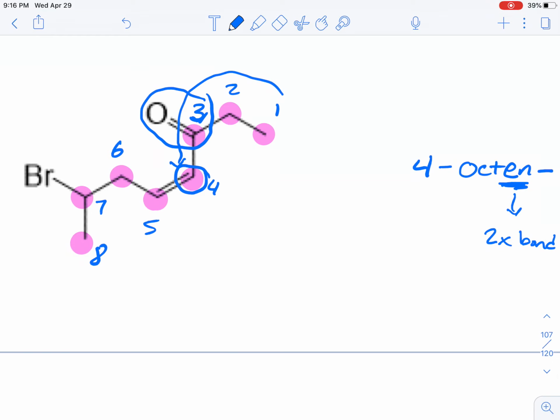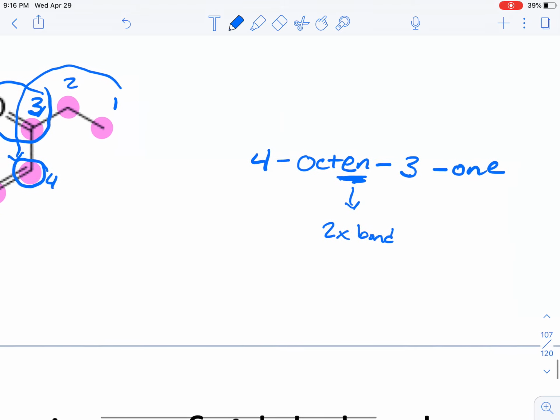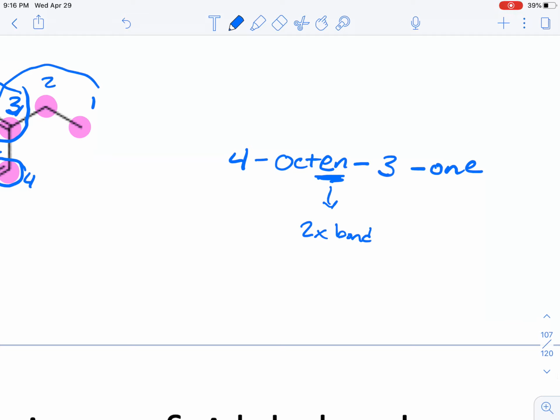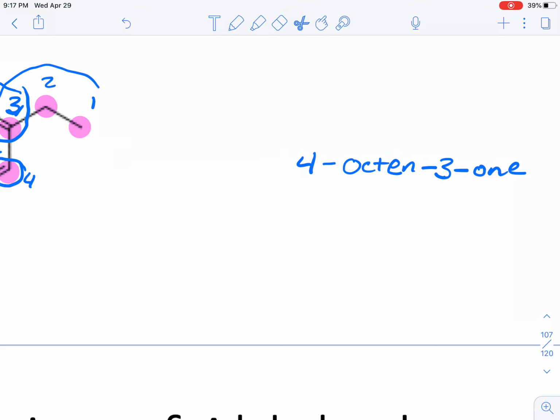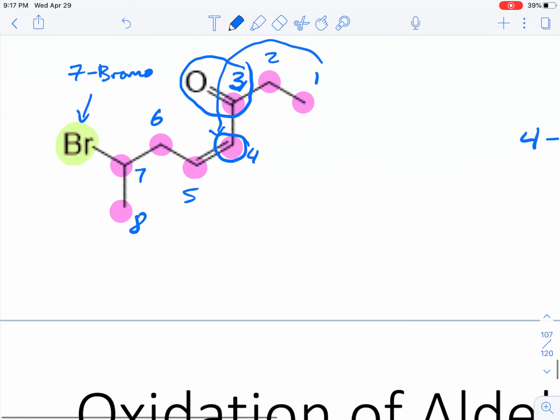Okay. Cool. So really the only thing that I haven't described yet is my bromine. So this is going to be 7-bromo. And I'm going to go ahead and add that in front of the name of my parent chain. Sorry, I'm just trying to move stuff over. Gotta save room. Which is silly because I can always move everything over. Anyways. All right, so I have 7-bromo in the front.